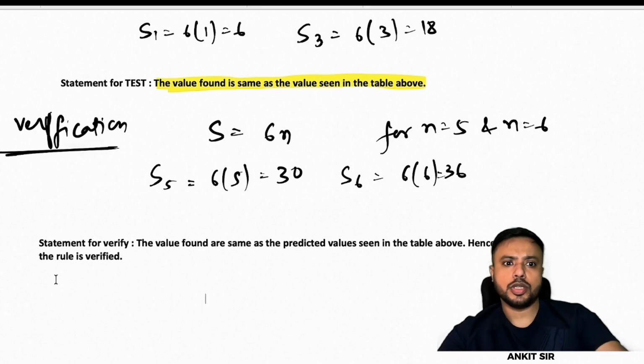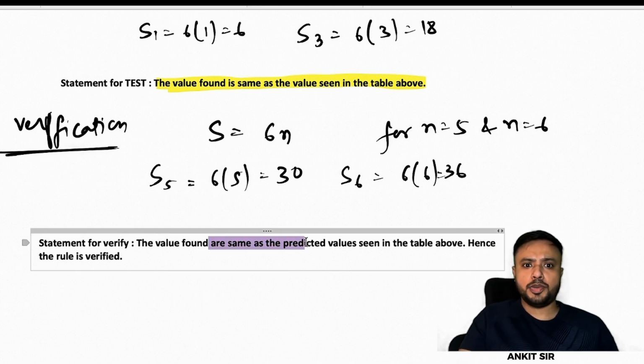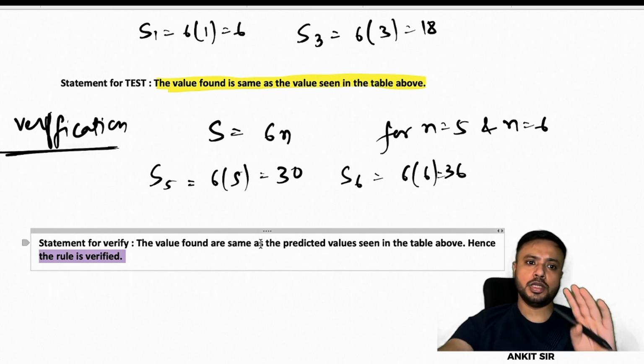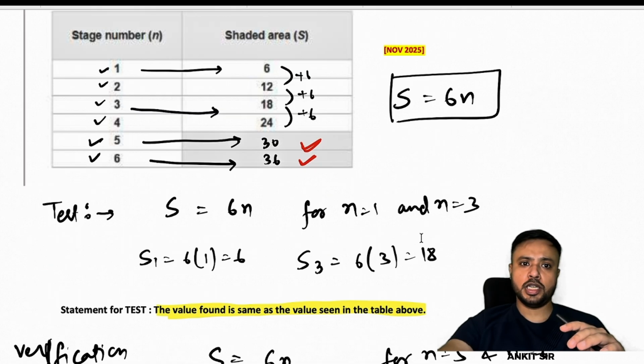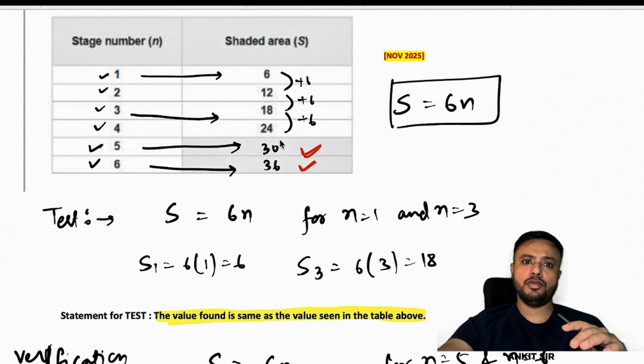The statement for verification is: the values found are the same as the predicted values in the table above, hence the rule is verified. So this is the statement for verification, guys. If you are not writing this statement after verifying a general rule, you are bound to lose marks. So please mention this statement as soon as you have verified the general rule. Testing is done for the numbers which were given in the table, and verification is done for the numbers which you have predicted.